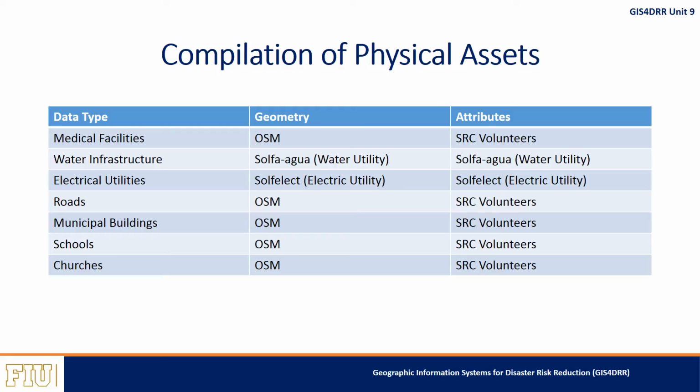So here's a basic compilation of physical assets and the sources where we'll get them, and I've broken them up by geometry and attributes because in some cases, as you'll see, they're different. So we're going to rely heavily on OpenStreetMap to trace and create this base road network and the different buildings. Now, from the perspective of people digitizing in OpenStreetMap, they will just be digitizing buildings, so they won't know whether they're medical facilities or municipal or what have you. So it's up to the Red Cross volunteers to go out and add that information.